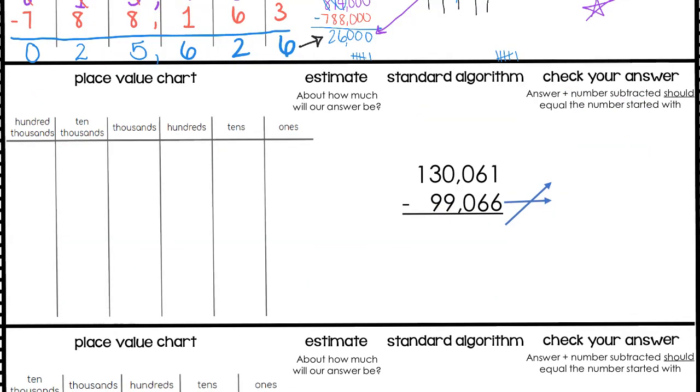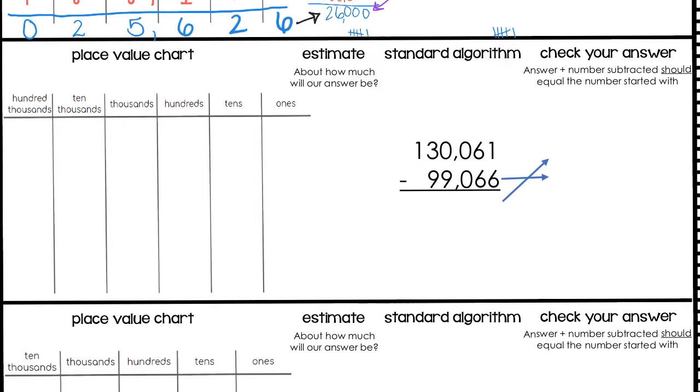All right, we have moved on to the next question. So we're going to begin with estimating. So I'm reading my problem, 130,061 minus 99,066. And I can tell right away that this is going to be close to 130,000. So I'm just going to write that down right here. That is about 130,000.